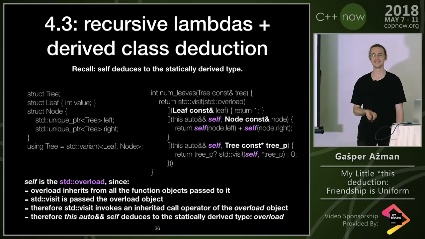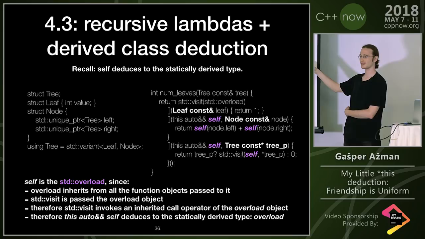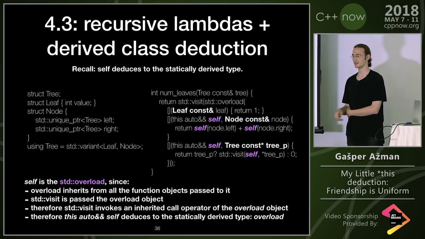Yes? Shouldn't the leaf overload be returning a value and not... num leaves just means how many you have. Oh, you're just counting how many you have. Okay. You're not evaluating. I'm not evaluating.